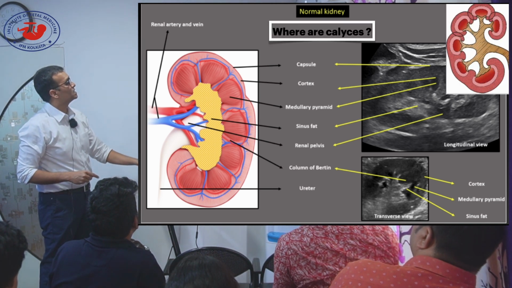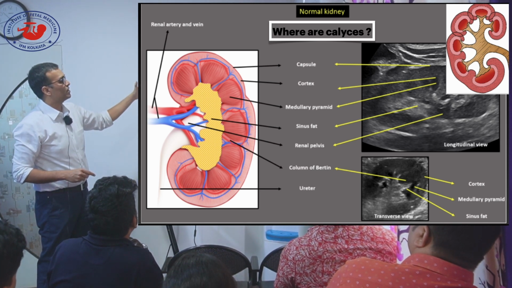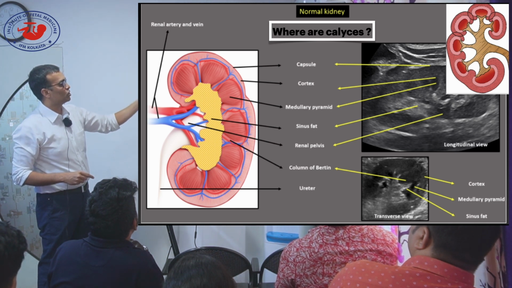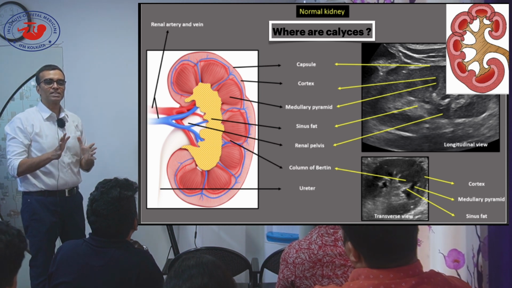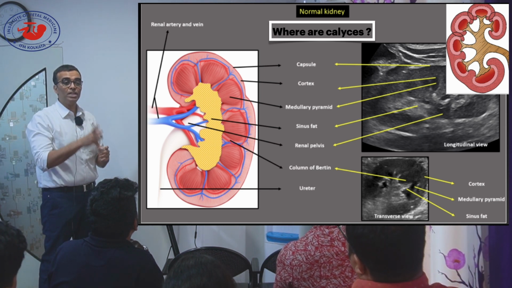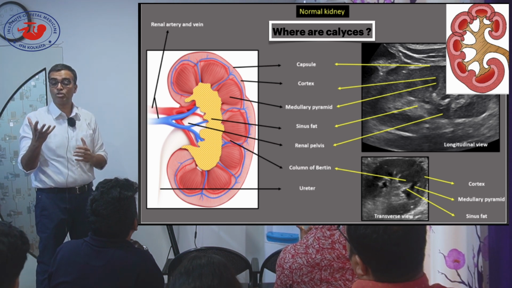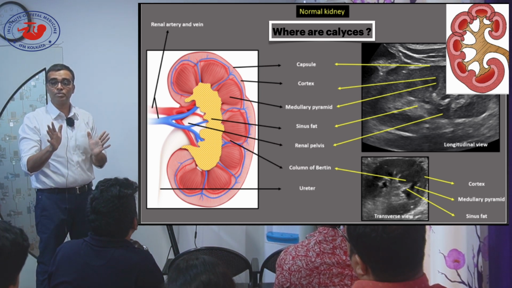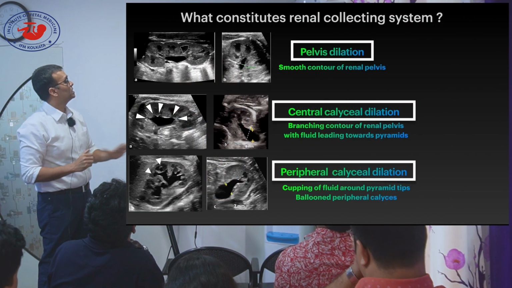Now where are the calyces? Just before this slide I showed you the peripheral calyceal system and central calyceal system, but in a normal physiological state in the kidney you don't see the calyceal system because they are compressed. They will only be evident or pop up when there is dilatation of those calyceal systems in the pathological state. Otherwise normally they are in a flaccid state, you will not be able to see them. So don't worry about them in a normal situation.